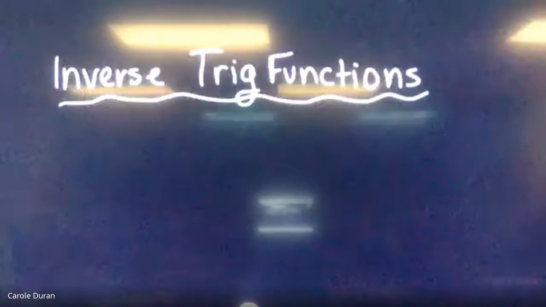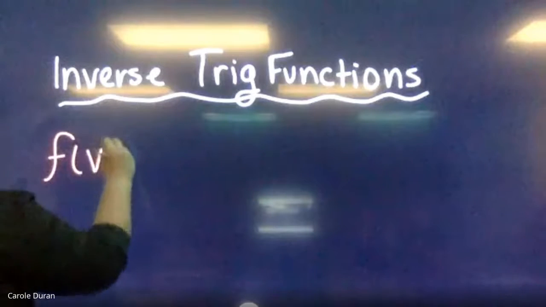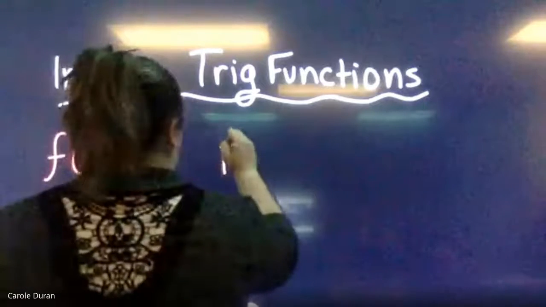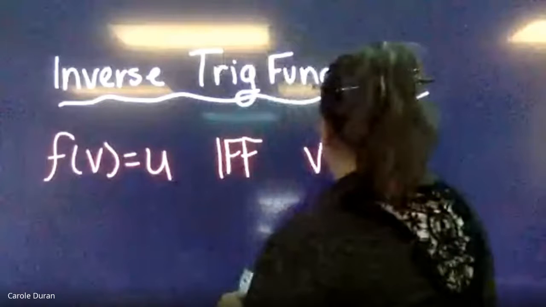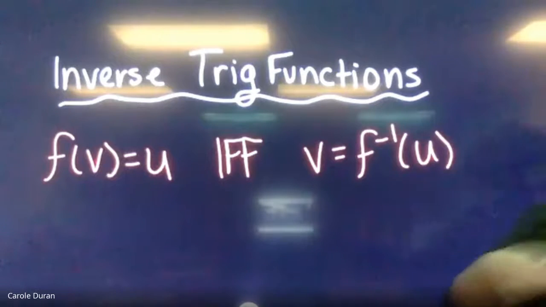We have already worked with inverse trig functions formally. What we're going to do now is use them in a different way. As a review, inverse means that if I take the output and plug it into a function, it would give me whatever my input is. So if f of v equals u, then my inverse with u plugged in would give me the initial input v. That's what the inverse is. So it reverses your domain and your range.